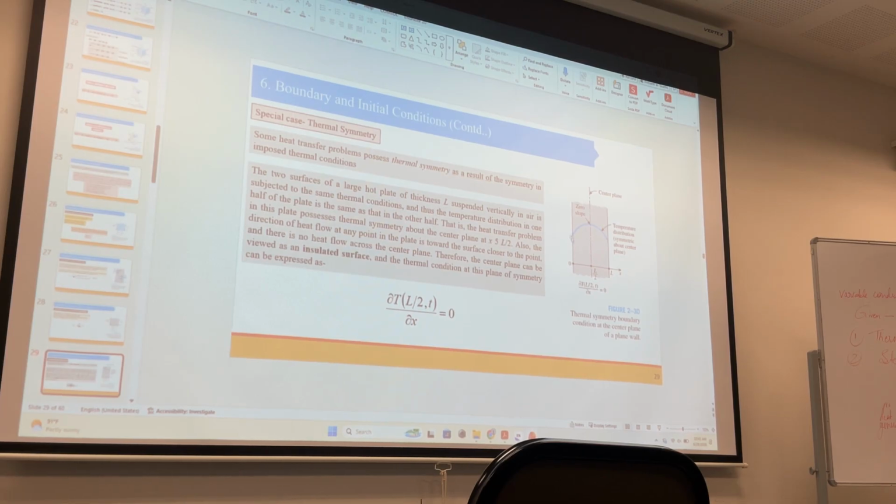Okay, you see the slope here in the middle is 0. There is no temperature change in the middle. So it depends, it's very rare actually, but it depends. If the object has some thermal symmetry and from both sides the heat fluxes are the same, then you can apply the thermal symmetry boundary condition. Okay. You see this temperature change in the middle, L by 2, yes, 0.